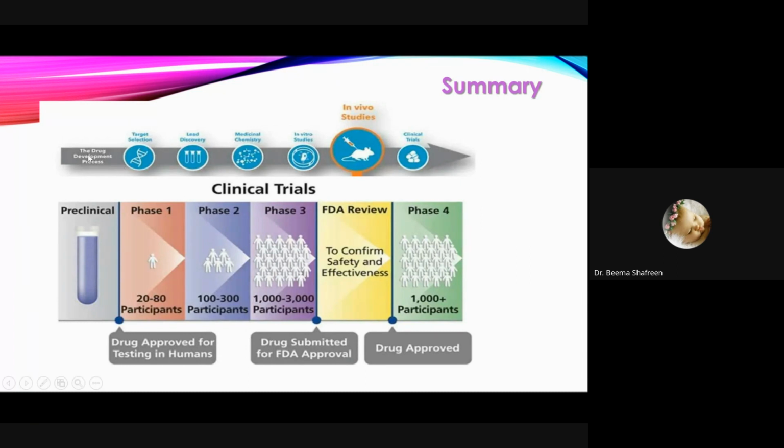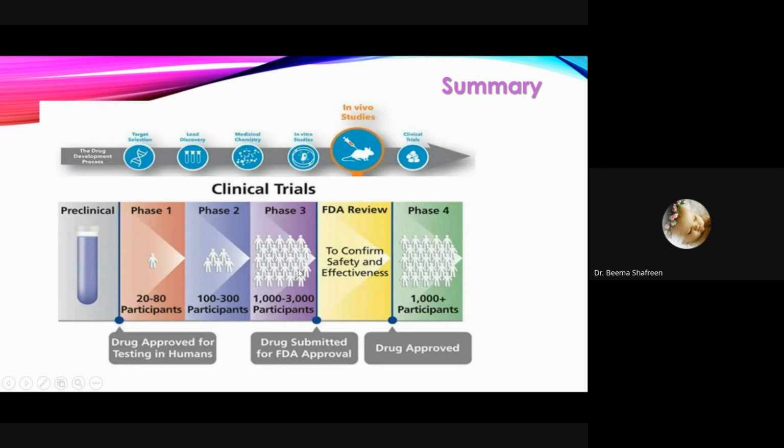In the drug development process, you first select your target, then you go for lead discovery, then medicinal chemistry, then in vitro studies, and finally in vivo studies, and enter into the clinical trials. Before clinical trials, you have the preclinical studies, where your drug gets approved for testing in humans. In clinical trials, you have phase 1, phase 2, phase 3, and phase 4.